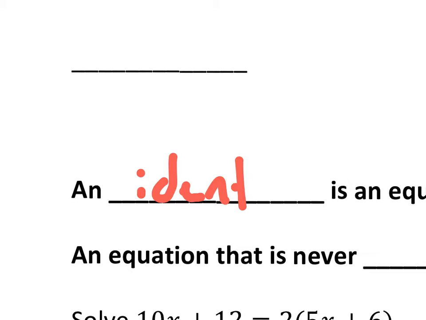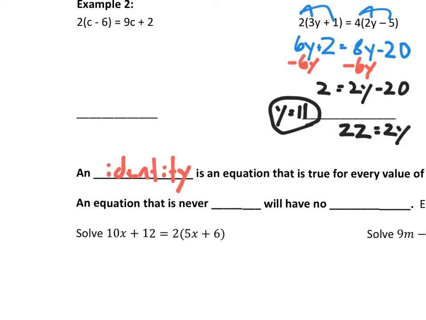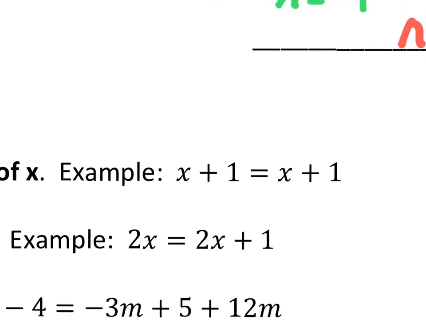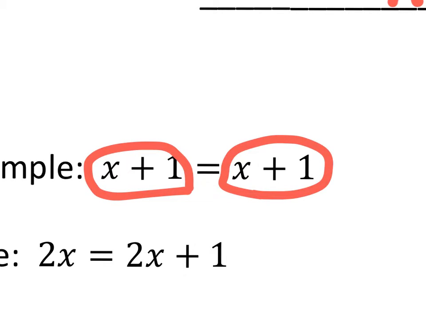Right, and if you think of the word identity of yourself, like what's your identity? It's yourself, right? And that's what it really means here in this concept too. An identity is an equation that's true for every value of x. An identity is when you have something equal to its exact same something. It's like that equation's looking into a mirror, right? If you're looking at a mirror and you move your arm, the mirror does the exact same thing.